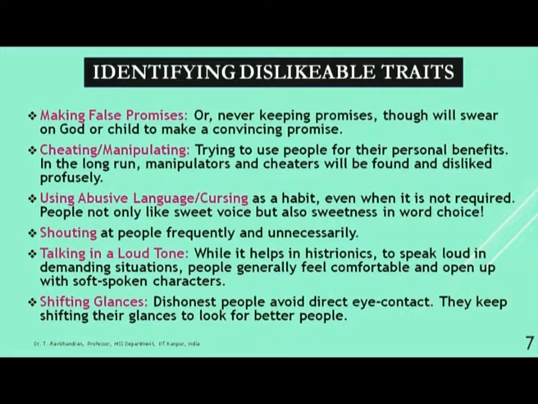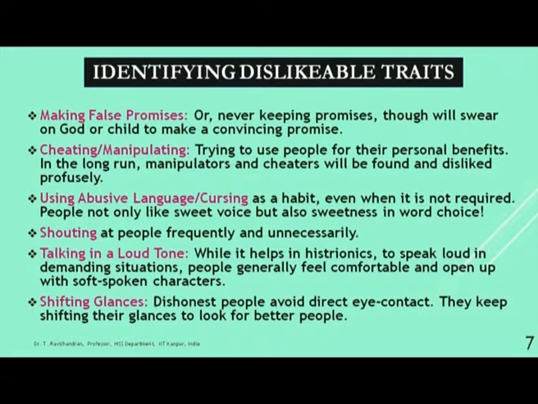The next dislikable trait is using abusive language or cursing as a habit, even when it is not required. Now, people not only like a sweet voice, but also sweetness in word choice. So, when you use abusive language, people will automatically try to leave you. So is shouting. Shouting at people frequently and unnecessarily, just to show that you are boss, that you are superior, or that you want to dominate, whatever it is, that shouting is detested. Similarly, talking in a loud tone.